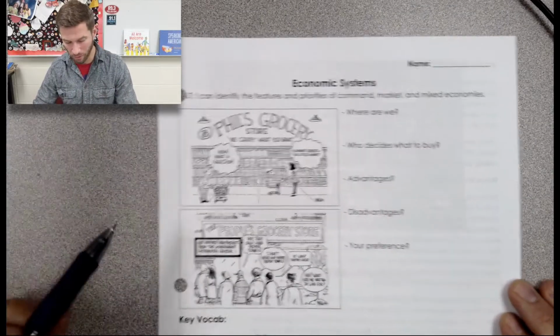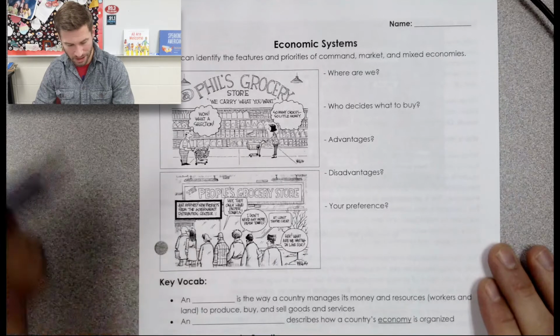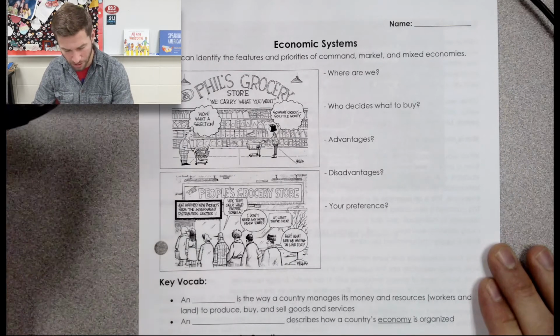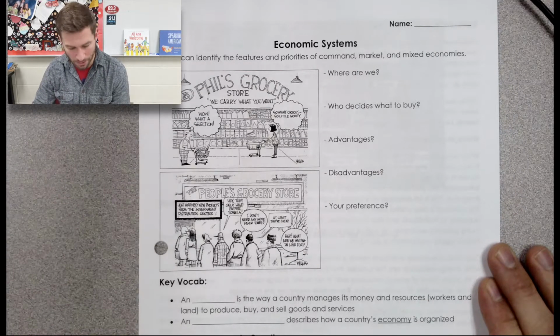All right, gang, so we're going to take a look at different economic systems to be able to identify the features and priorities of a command, market, and mixed economies. Let's dive into it. So as we take a look at this picture here, we've got a couple of different images that we're looking at. Up top, we have Phil's grocery store, and then down below, we have something called the People's Grocery Store.